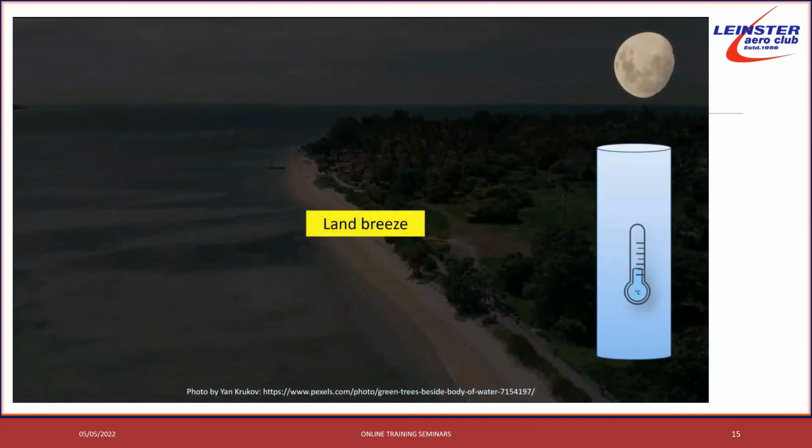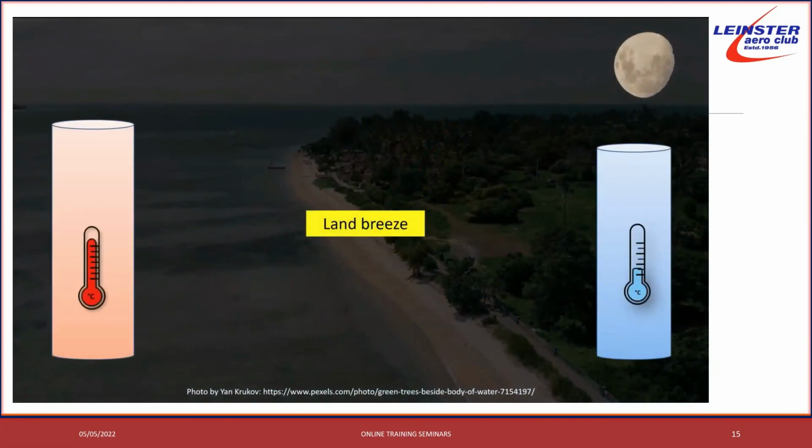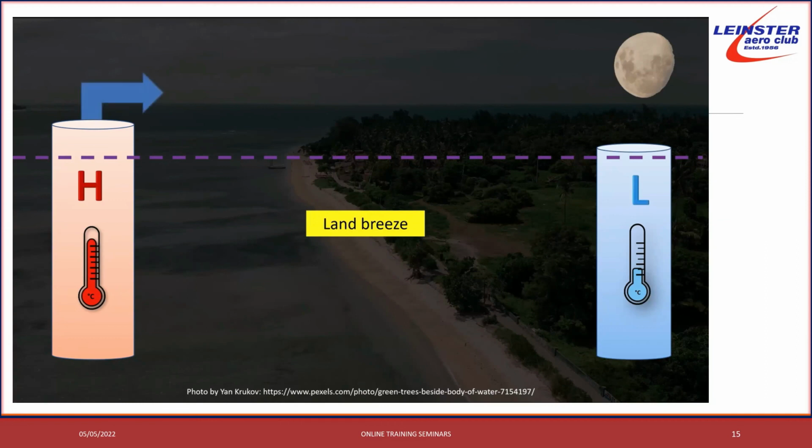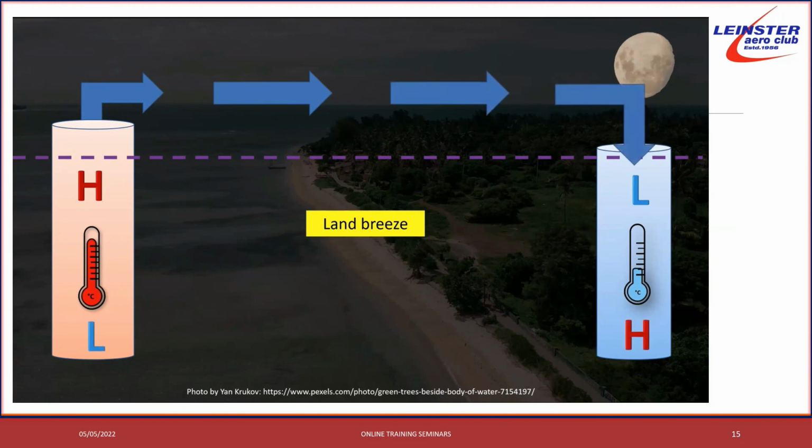With clear skies at night, the situation reverses as the land cools to below adjacent sea temperatures. In this case, the pressure increases in the upper levels over the sea, and the resultant circulatory airflow is from land to sea at the surface. Land breezes are generally weaker than sea breezes due to lower temperature gradients and contain less moisture.